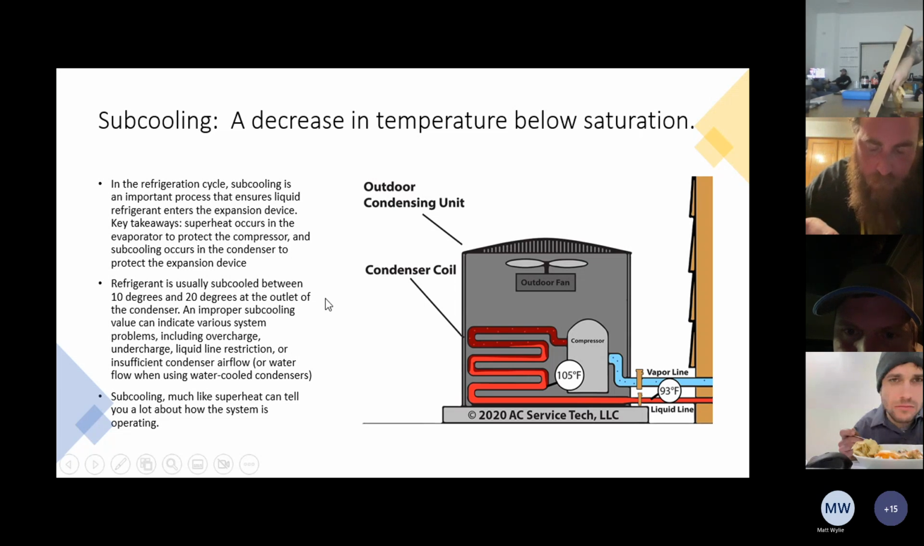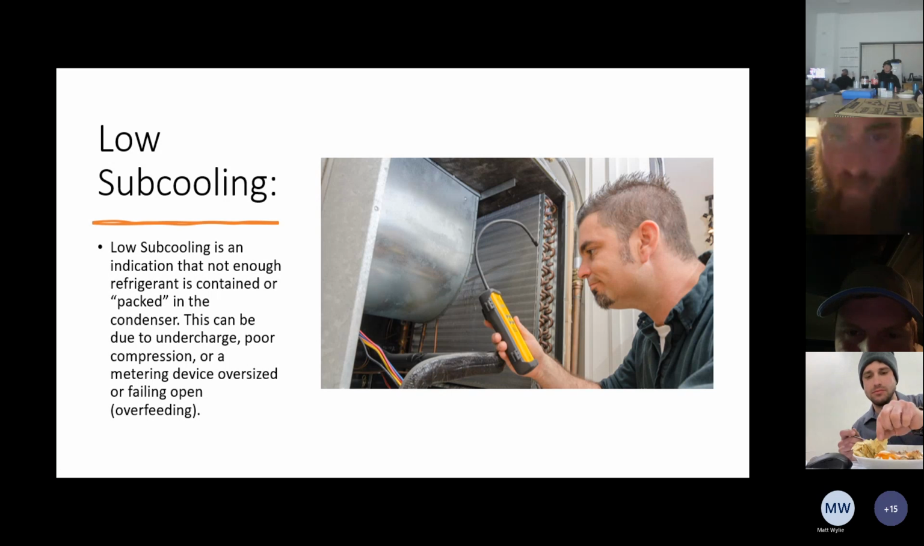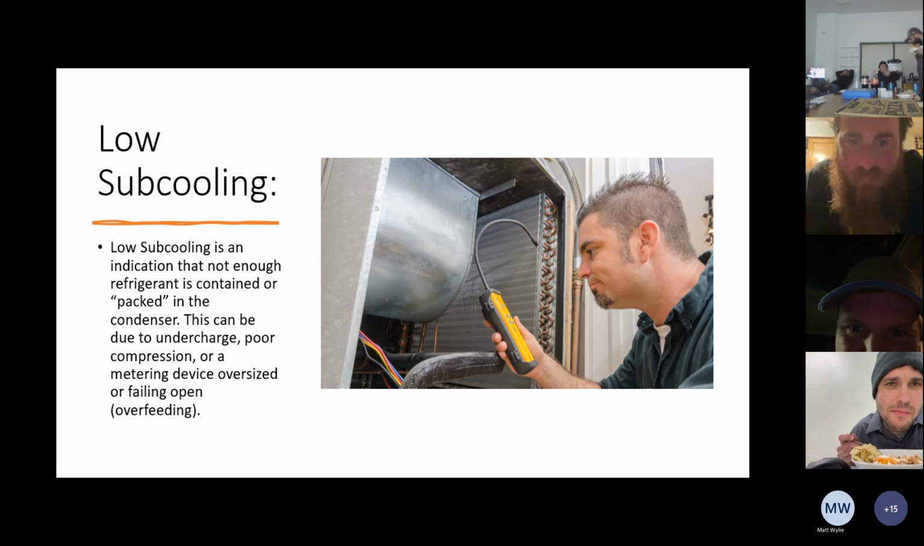Let me find my mouse. Low subcooling. That's how my leak detector ends up in the trash. That's how I look on Friday at 3 o'clock. Yeah, this guy's like, I really don't know what I'm doing here, but I'm gonna leak check this thing.